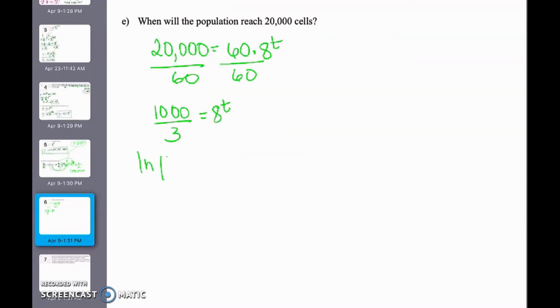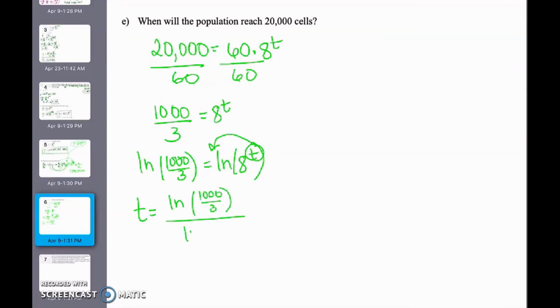So natural log of 1,000 over 3 is equal to the natural log of 8 to the t power. Then the t can come down in front of the natural log, and I end up with t equal to, when I divide both sides by natural log 8, natural log of 1,000 over 3 divided by natural log of 8.